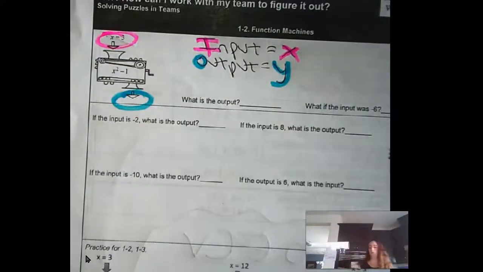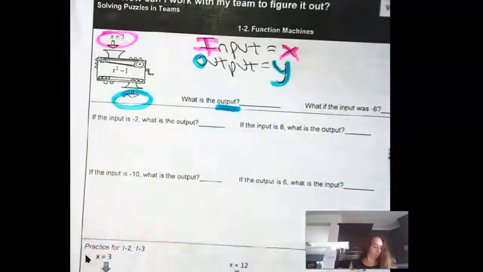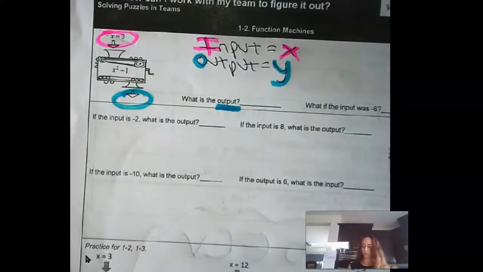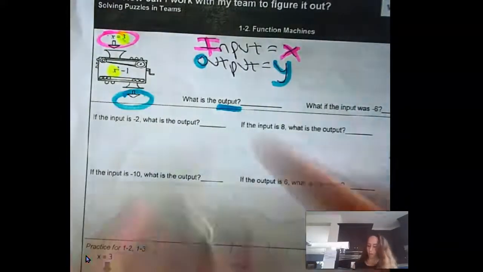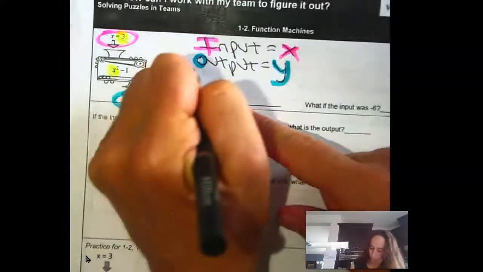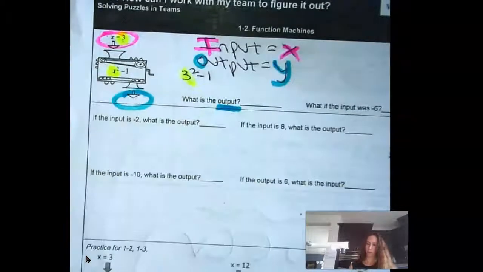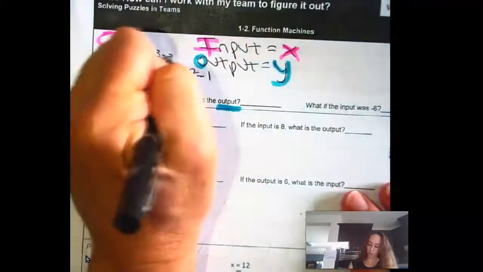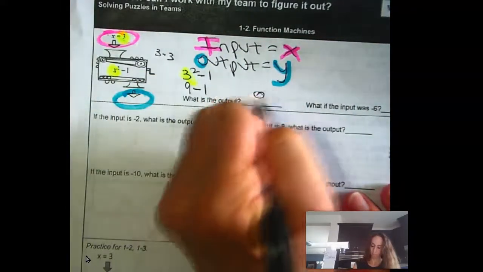So the first question they want to know is, what is the output? So I'm going to take the 3 and plug it in here. So I'm going to go 3 squared minus 1. 3 squared means 3 multiplied by 3, which is 9. And 9 minus 1 is 8.